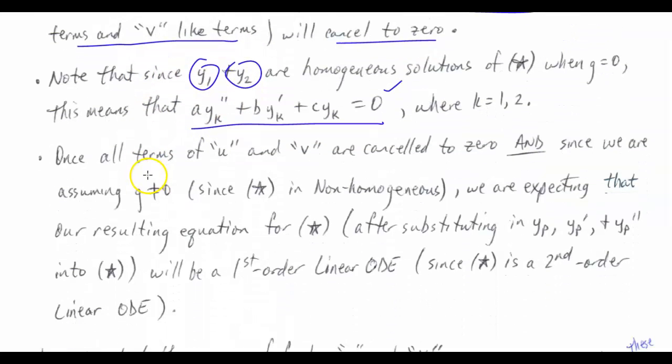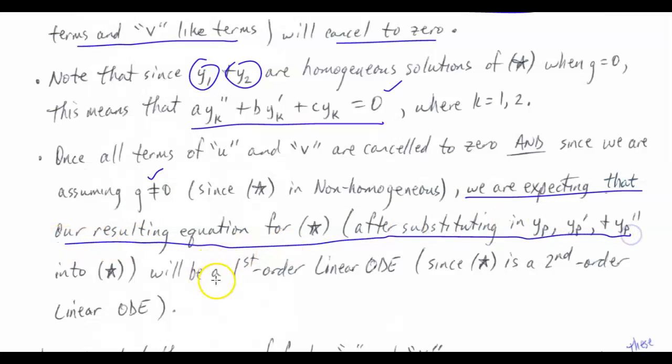Now, once all terms of u and v are canceled to 0, and since we are assuming that our force function g is not going to be 0, meaning that we're assuming that our equation is non-homogeneous, the next thing that we are expecting is that our resulting equation, after doing all this substitution, will be a first order linear ODE, since it is a second order linear ODE that we're starting off with.